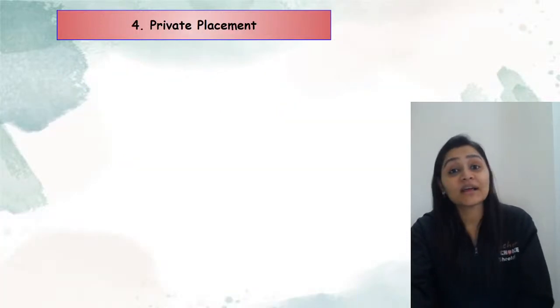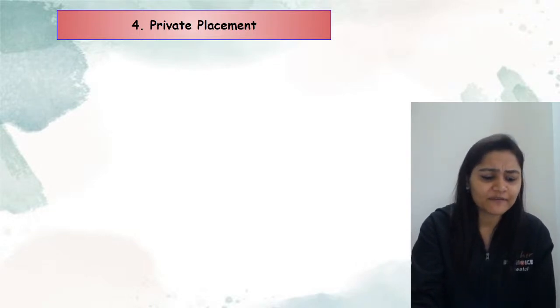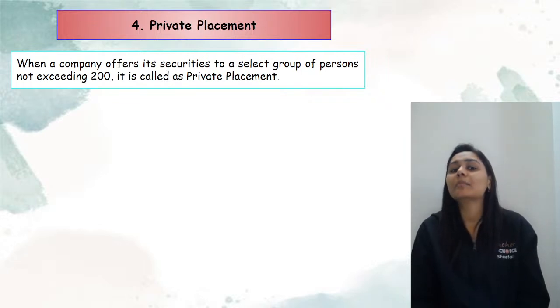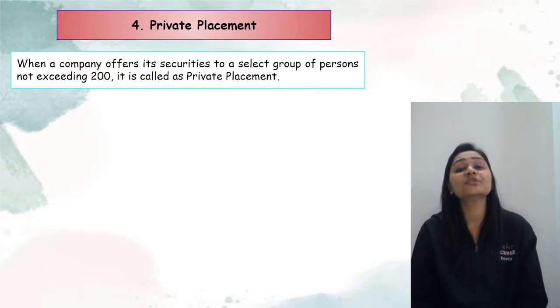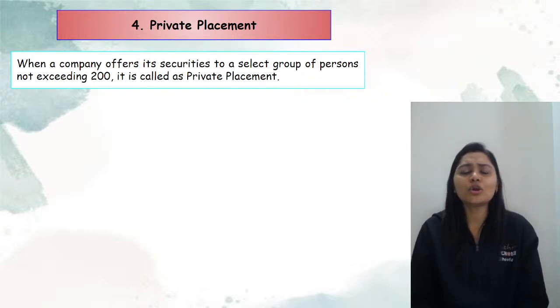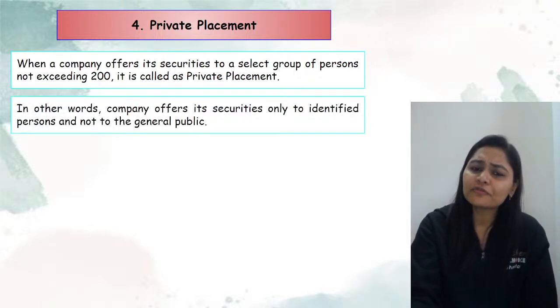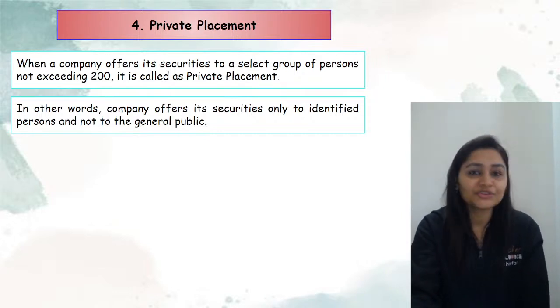Moving to the fourth type of issue method, that is private placement. Privately. What happens privately here? When we are talking about private placements, basically nothing is happening privately. But what is happening is, it is issued by those companies when a company offers its securities to a select group of people, not more than 200. So those companies who are having the issue happening but not for more than 200 people, then it is called private placement. In other words, the company offers its securities only to the identified persons and not to the general public.